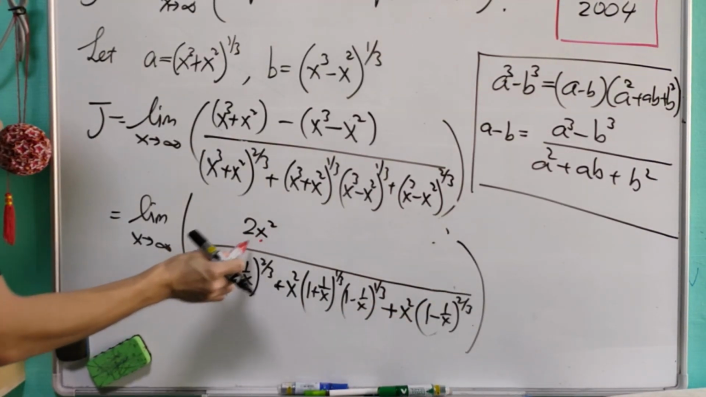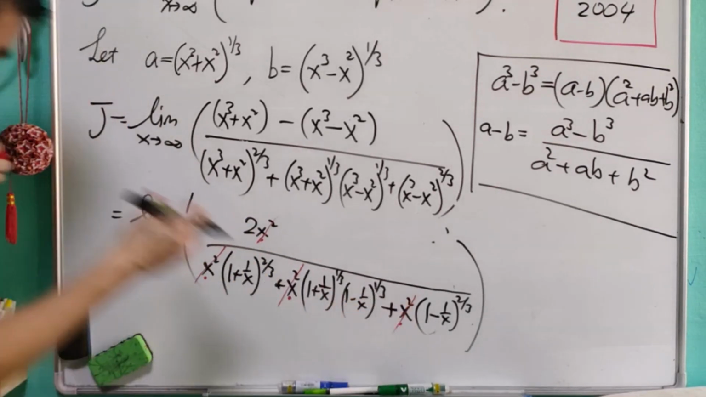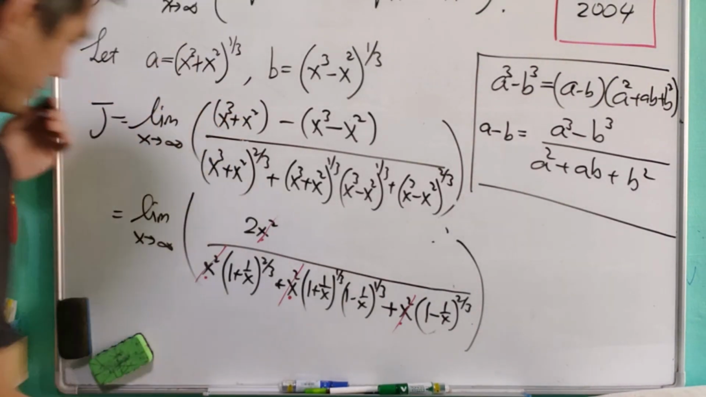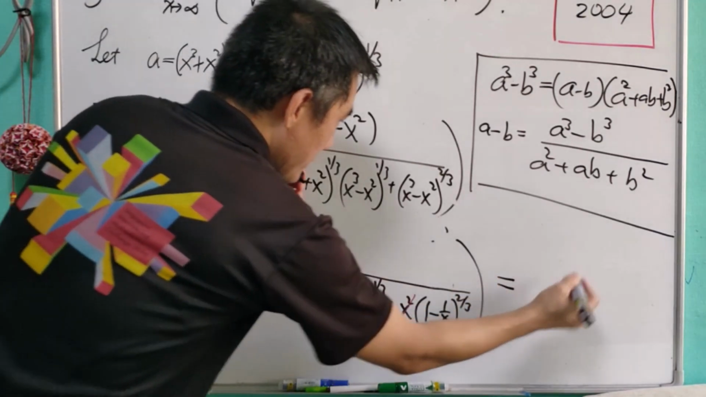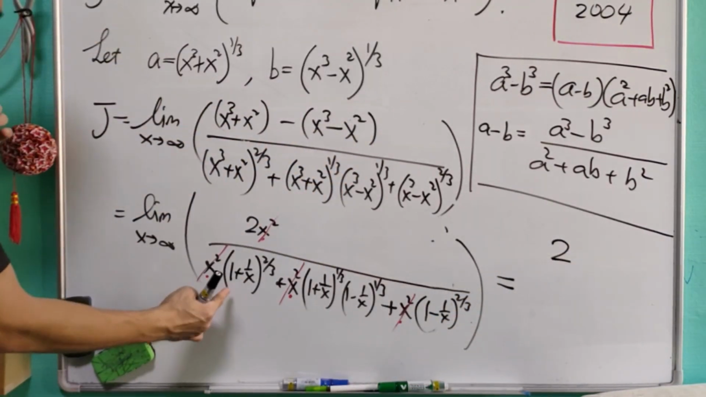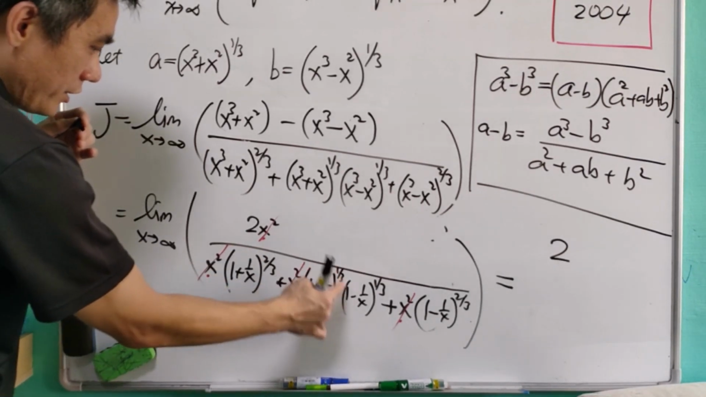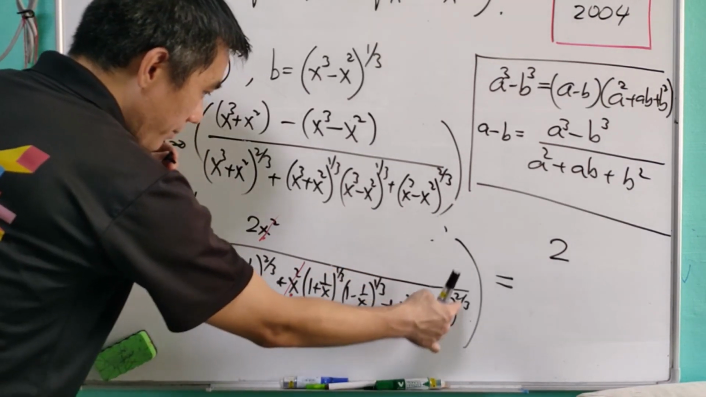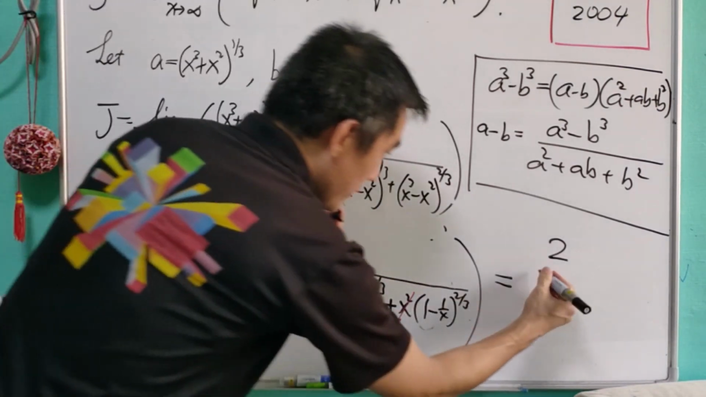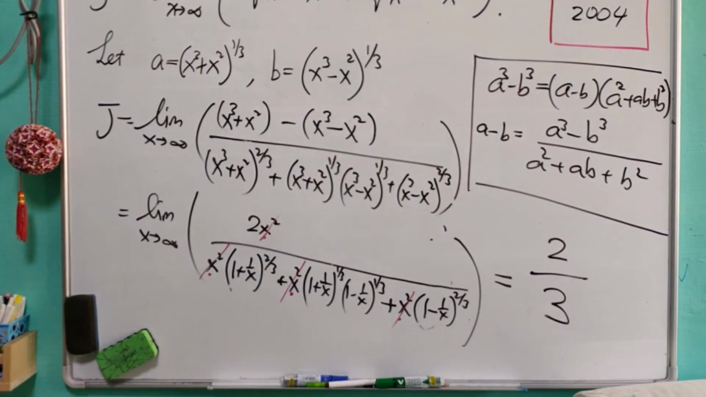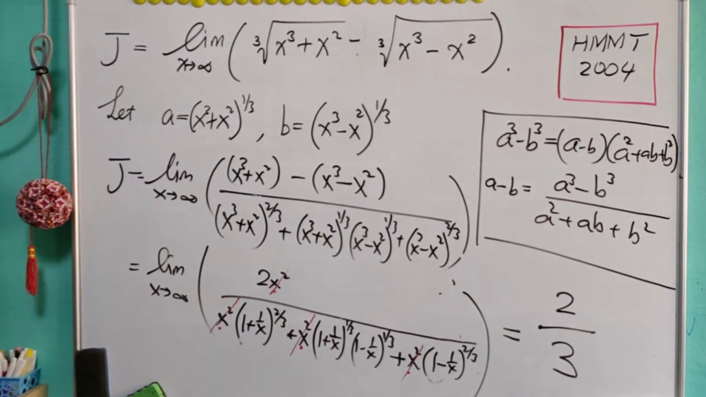I'll divide each of the terms by x squared, so all this will be cancelled off. Now, I may just substitute x equals infinity. For the numerator, it is still equal to 2. For the denominator, this will be 1 plus 0 to the power of 2 over 3, 1 plus 0 to the power of 1 over 3, 1 minus 0 to the power of 1 over 3, 1 minus 0 to the power of 2 over 3. Therefore, it will be equal to 1 plus 1 plus 1. So the answer will be equal to 2 over 3. This is how we get the answer using the idea of factorization.